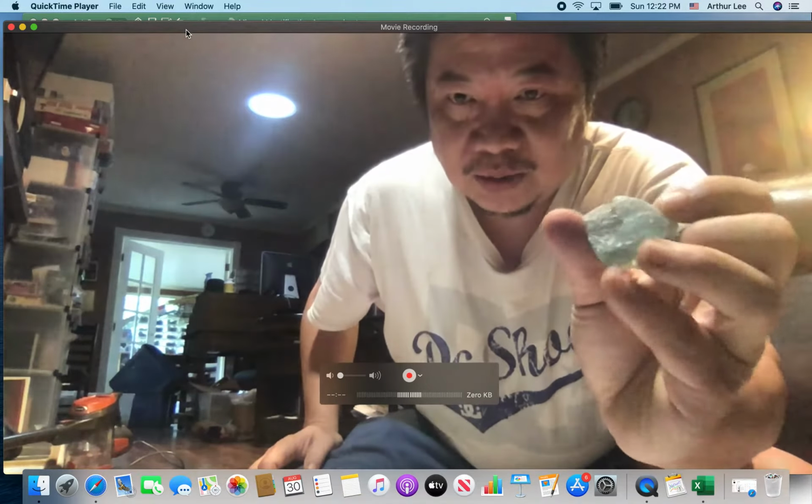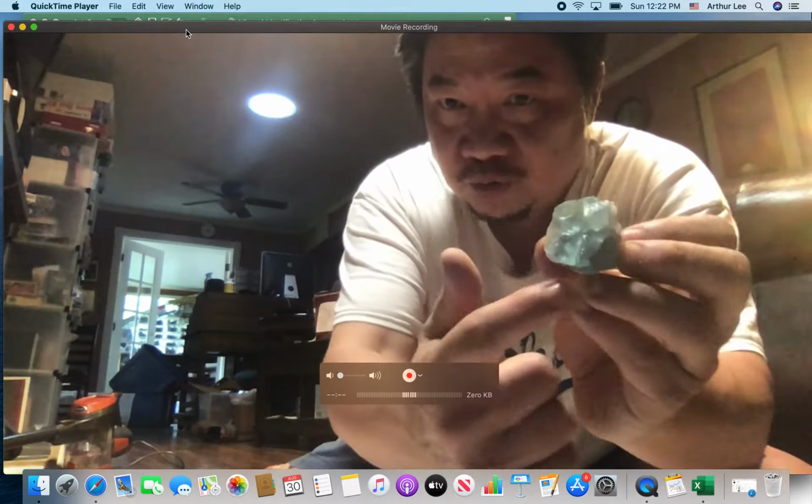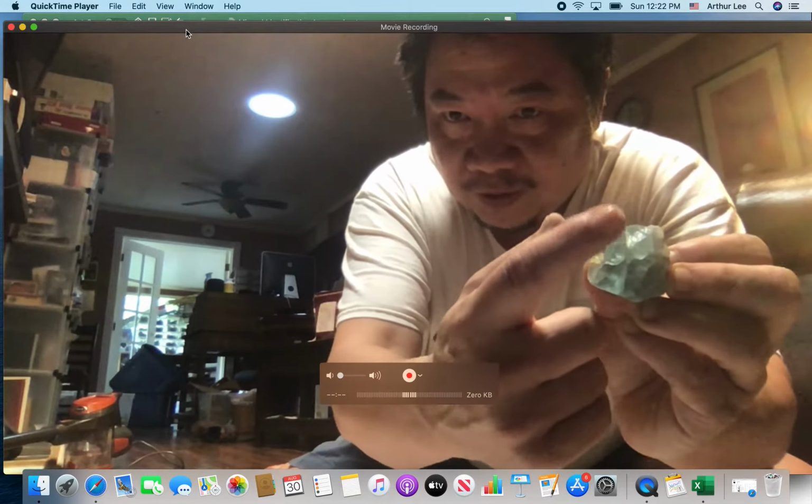Look at those flat planes of breakage there. See, if you hit this mineral right here, it would break along these flat planes.